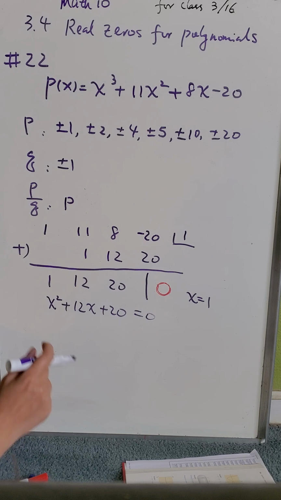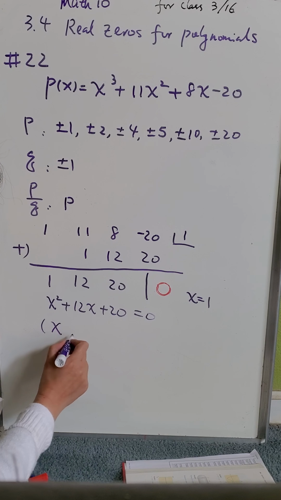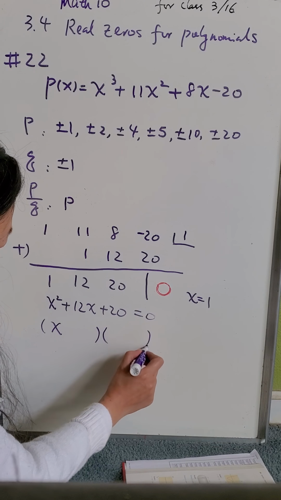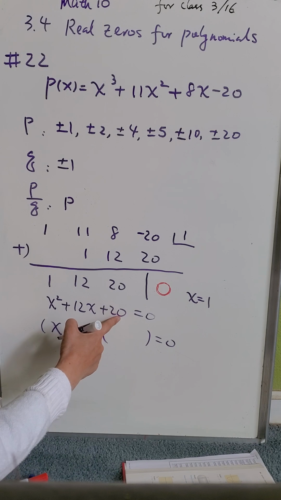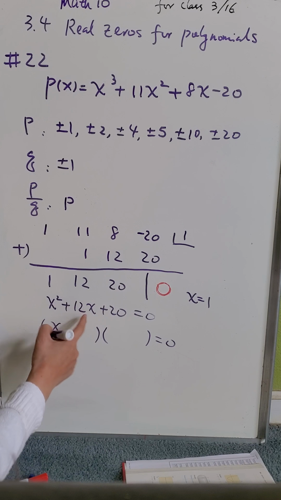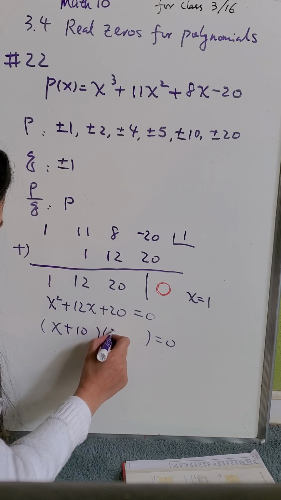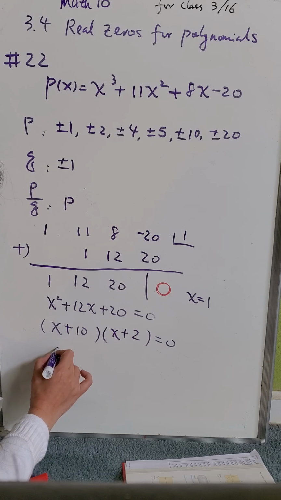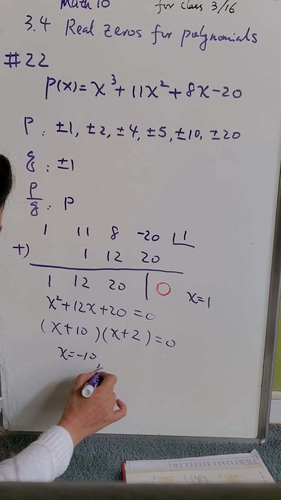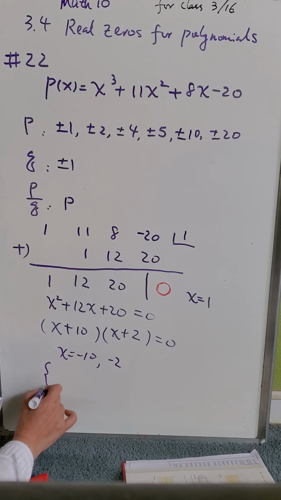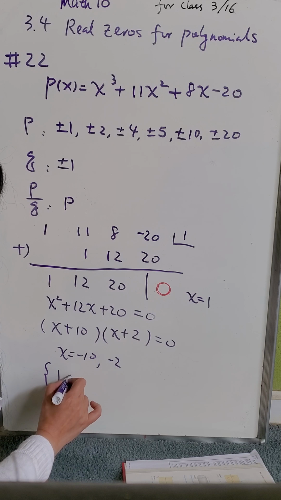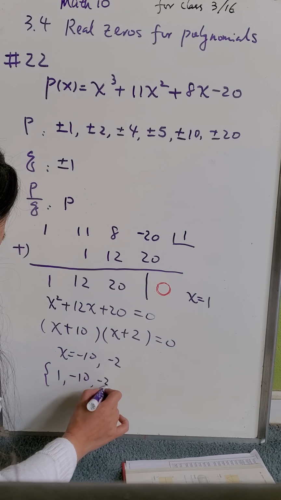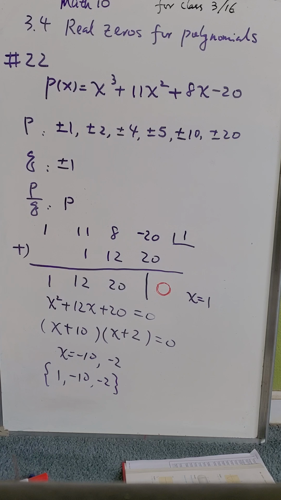Now I'm going to factor this one. 20 is 10 times 2, and that adds to 12, so plus 10 and plus 2. So I will get x equal to negative 10 and negative 2. So your answers are 1, negative 10, and negative 2. So that's how you do the problems.